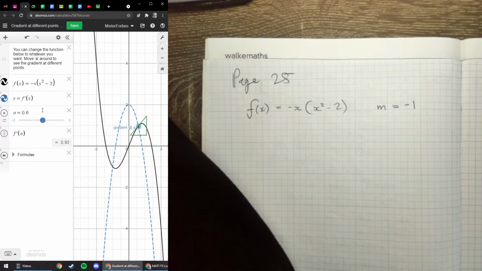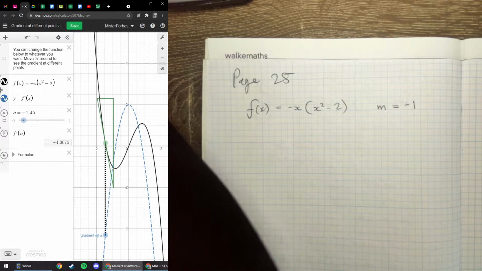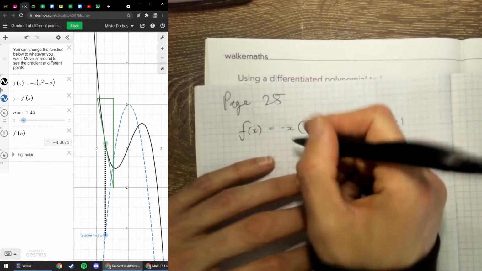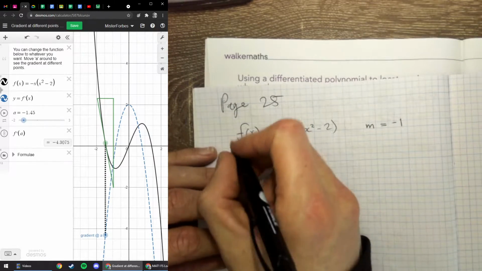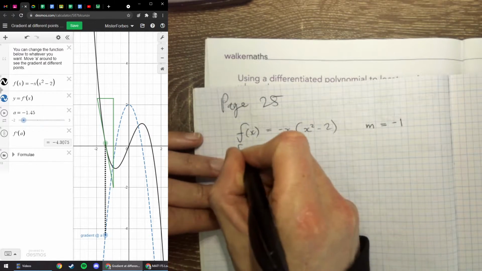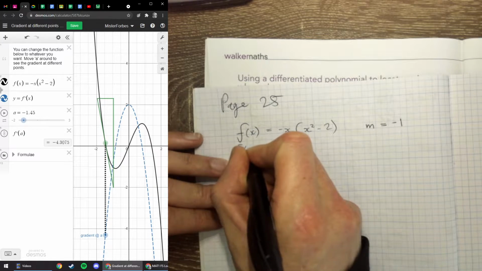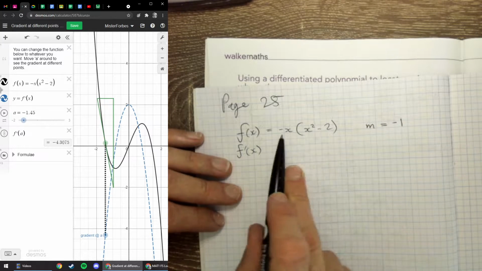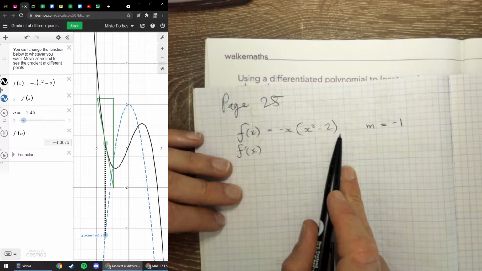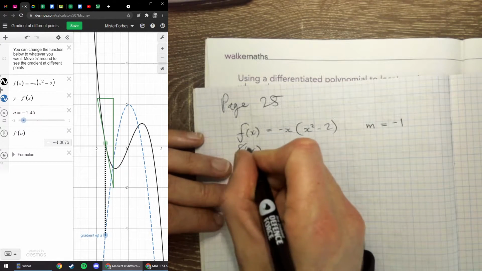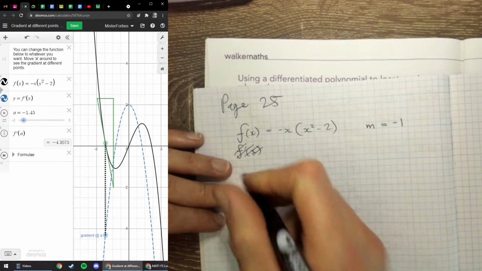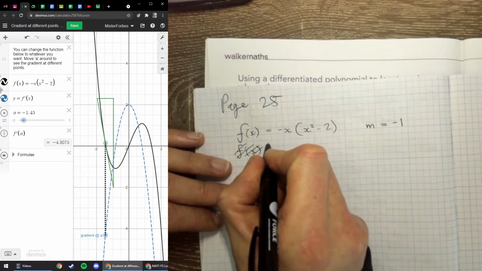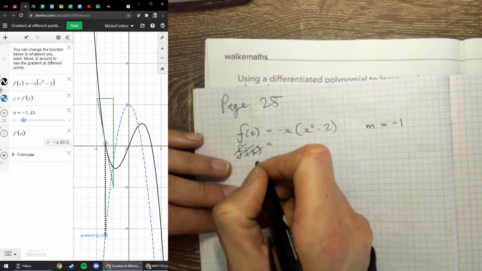So that's the question we're asking. Where on this function is the gradient equal to negative 1? Let's have a look at how we do it. For these, the first thing we're going to do is differentiate. So we'll go f dash of x. But actually, we can't differentiate it yet. So we're going to have to do something first. Let's scrap that for a second. We're not going to do f dash of x. We're just going to write out the equation again, but expanded.